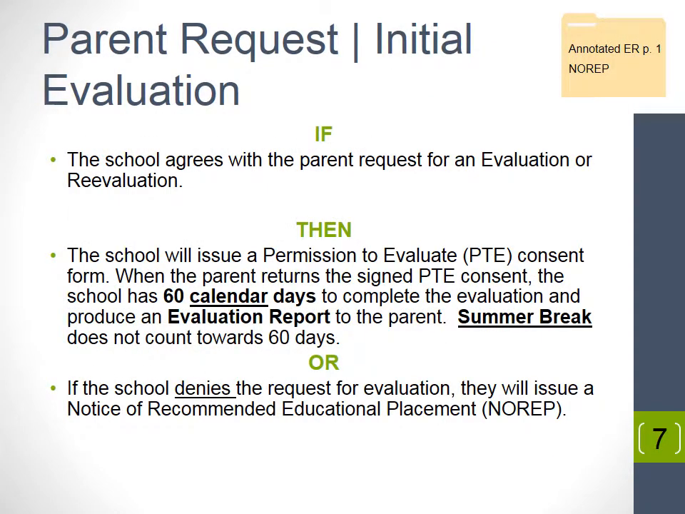When a parent requests an initial evaluation and the school agrees, then the school issues this form to obtain parent consent to conduct an evaluation. The date when the signed Permission to Evaluate consent form is received by the school starts the 60 calendar day timeline in which the evaluation must be completed. Parents may be told that there is a waiting list for services. If you are told that, there should be no waiting list for an evaluation.